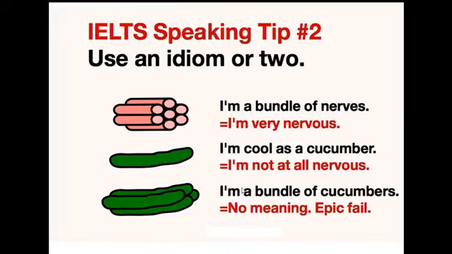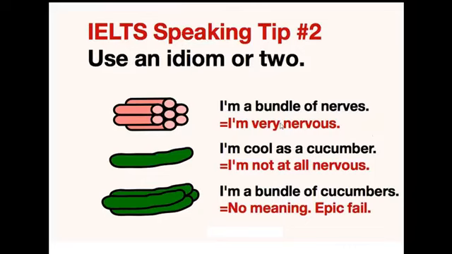Use an idiom or two. Please, I mean muhavra. Okay? This really boosts your band score, students. Use an idiom only if you are aware of how to use it appropriately, please. I have some examples over here. Just pay attention now. The first idiom that could be used is, I'm a bundle of nerves. This means I'm very nervous.